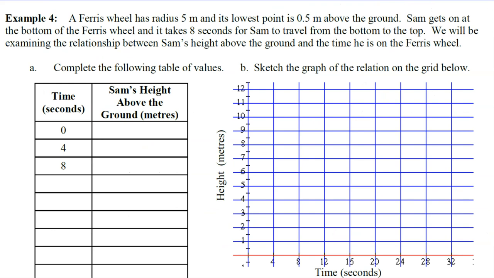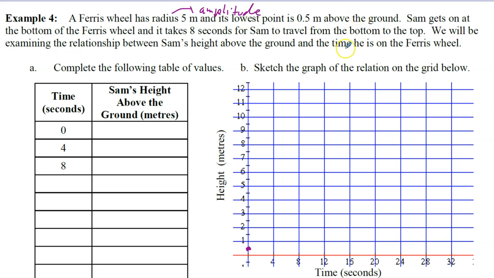Next, a Ferris wheel has a radius 5 meters, so it's a pretty small Ferris wheel. And its lowest point is 0.5 meter above the ground. Sam gets on at the bottom of the Ferris wheel. And it takes 8 seconds for Sam to travel from the bottom to the top. So the radius is really amplitude.